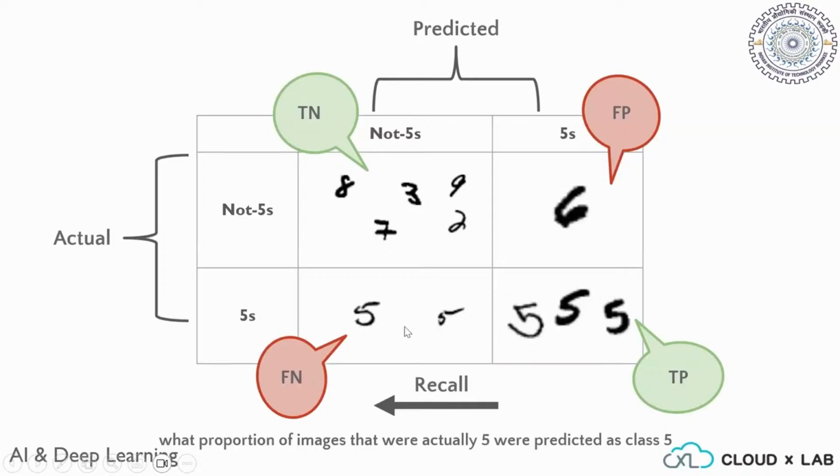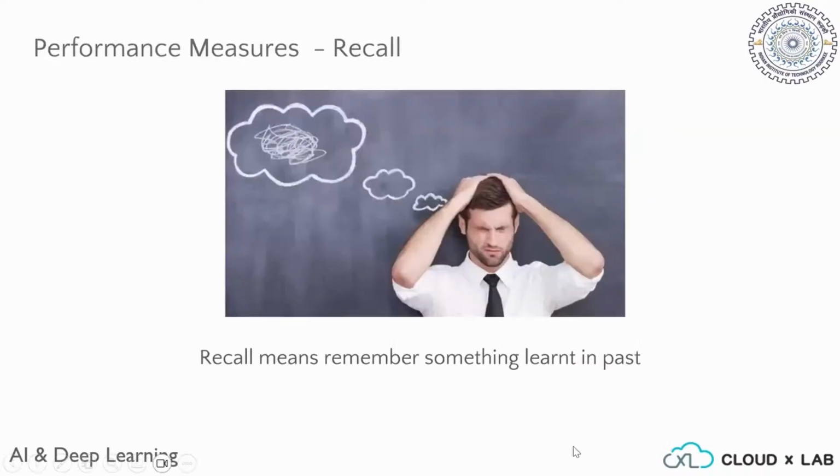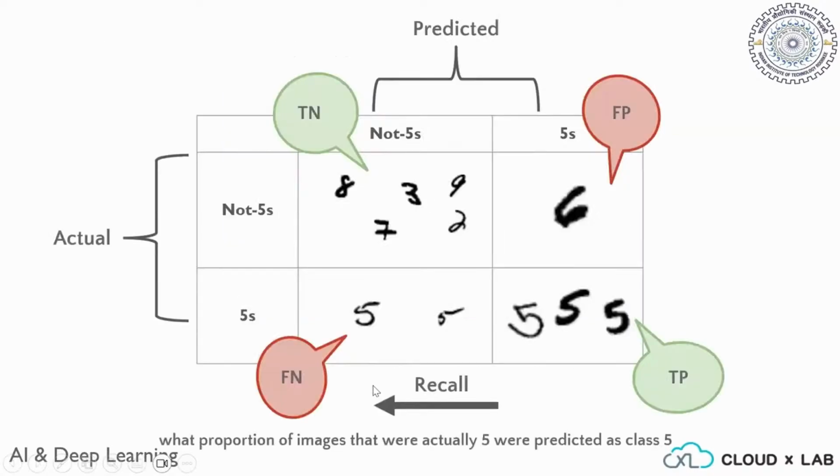So it only remembers these types of cases. In total there are 5 true cases, because 3 cases are here and 2 cases are here. Out of these 5, only 3 times the model is predicting true, and 2 times it is not able to remember its class. So recall means remembering something learned in the past.